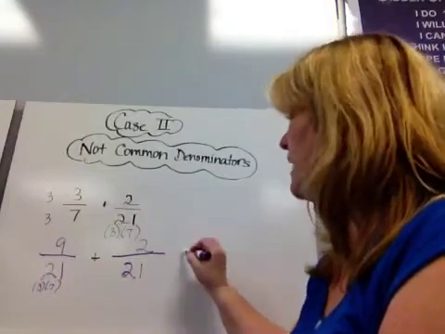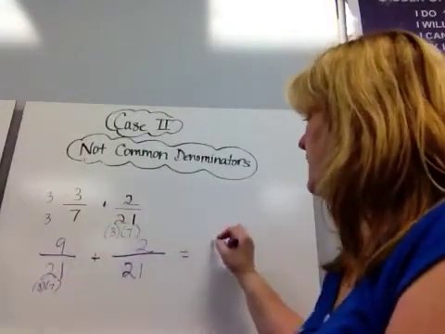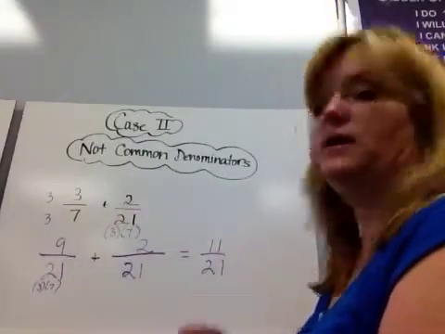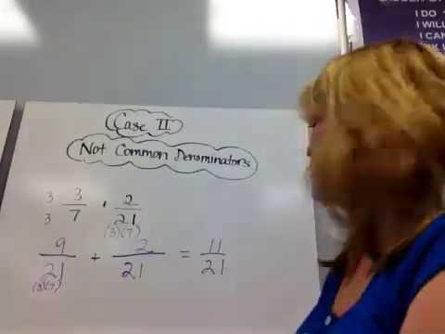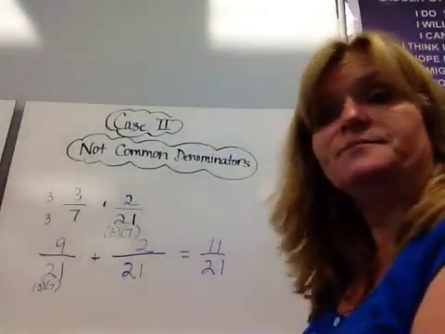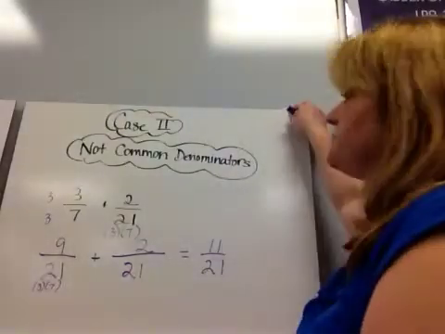So now I can combine the numerators. 9 plus 2 is 11 over 21. Then I look at it. Can I simplify it anymore? Nope. So we're done. That's case 2.